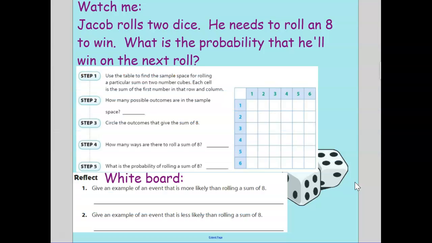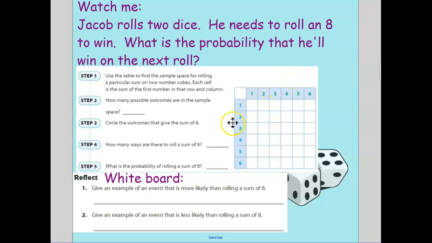All right, so you're going to watch me do this example. Jacob rolls 2 dice, and this is a sum table here. It's kind of like if you're playing Monopoly and you roll 2 dice, add them together, and move that many spaces on the board. He needs to roll an 8 to win. If he gets a 7, he lands on his sister's hotel on Boardwalk, and he's done. He needs to get to Go and get those $200. So he needs to roll an 8 to win. What's the probability that he's going to win on the next roll, or maybe even just stay alive?